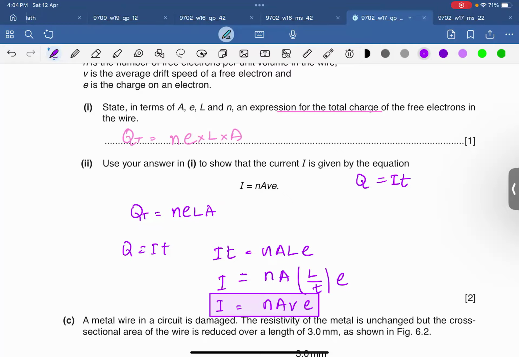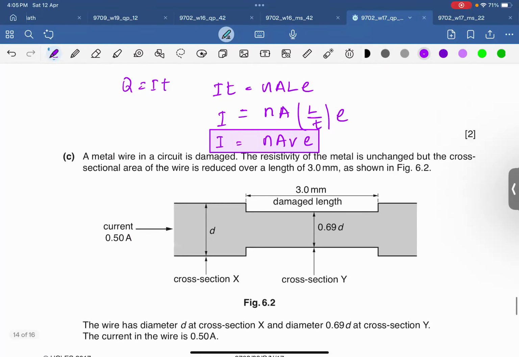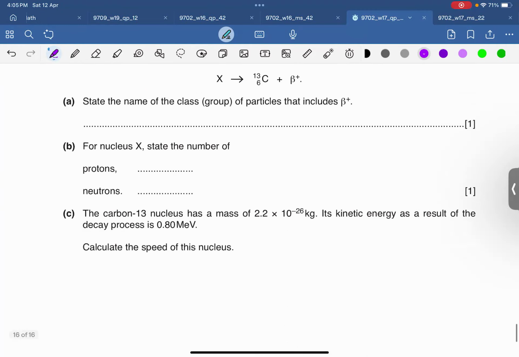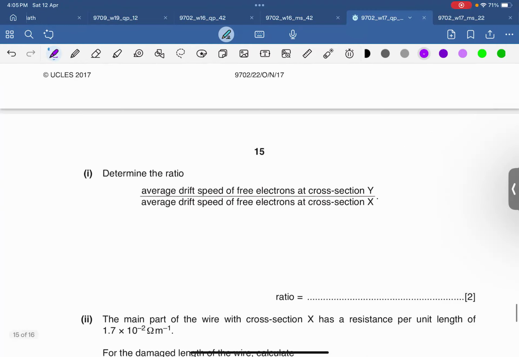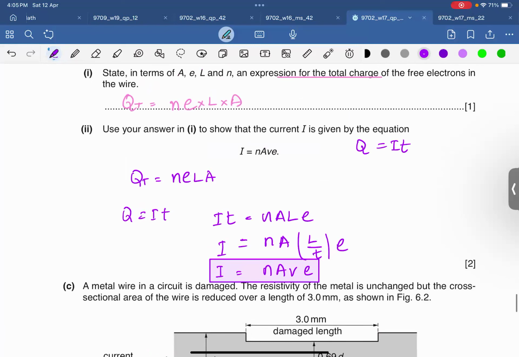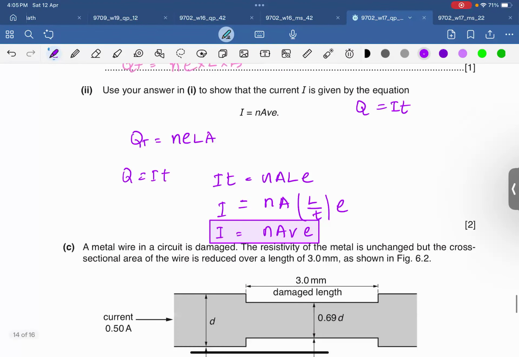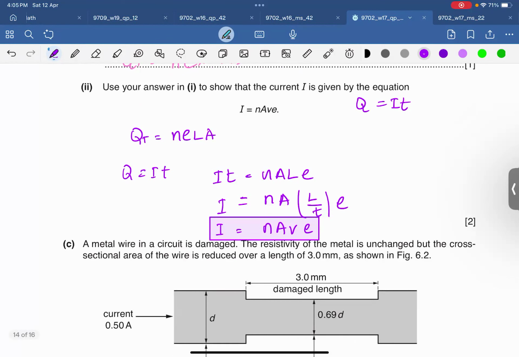Yes. What is the last part? L over T? L over T, distance upon time, bro. Speed. Okay. They just mentioned the length in terms of L, so that's why. Okay. The last part.